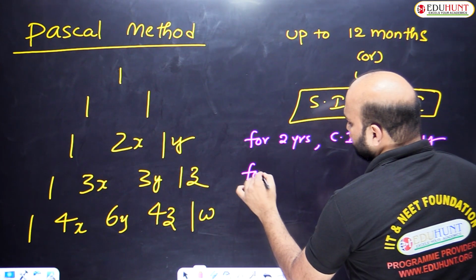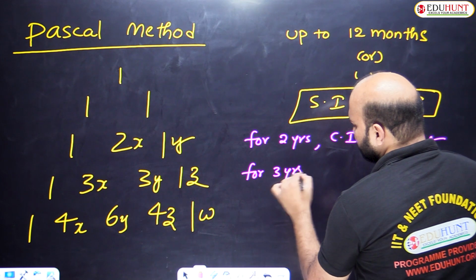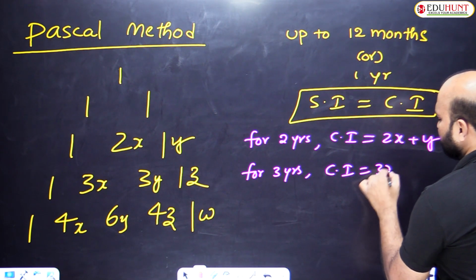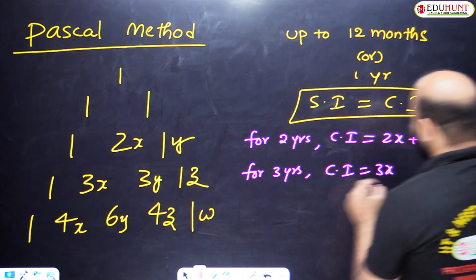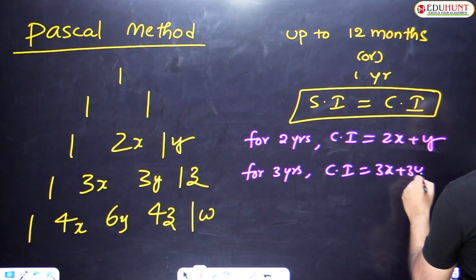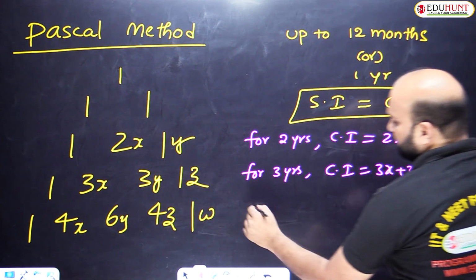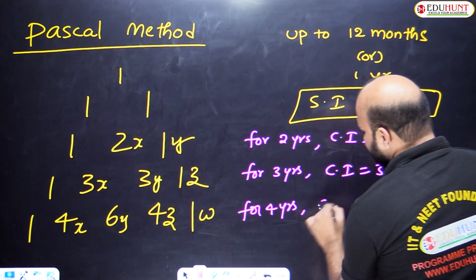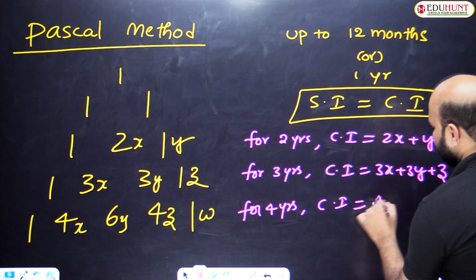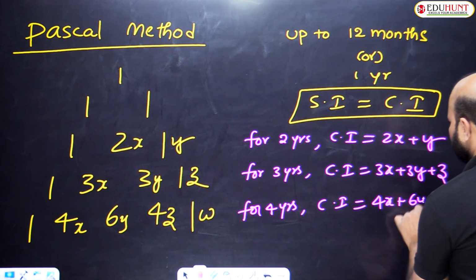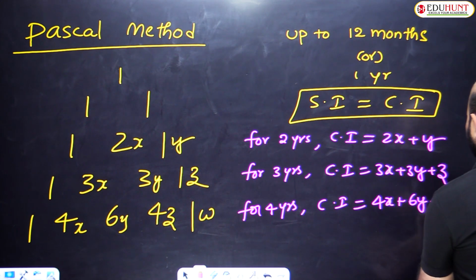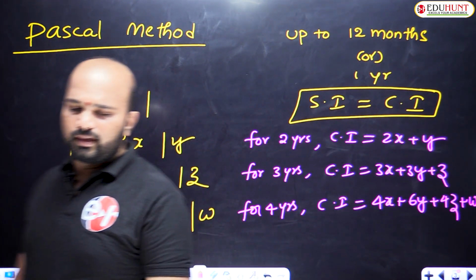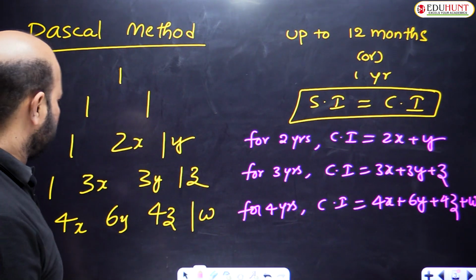For 3 years, this is actually a shortcut method. Compound interest equals 3 variables with coefficients: 3x plus 3y plus z. And for 4 years, compound interest equals 4x plus 6y plus 4z plus w. By using these formulas, it is easy to calculate compound interest.